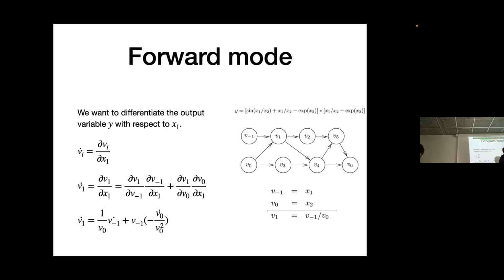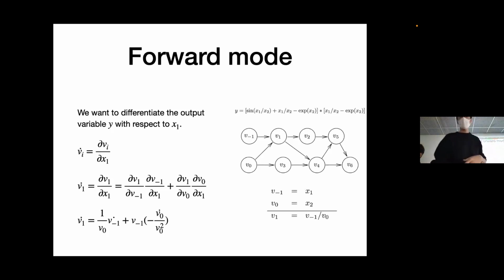And then, for instance, v1 is v minus 1 over v0. And when you compute the derivative with respect to v minus 1, of course, you get 1 over v0. Okay, there is no trick here, it's very simple. And you do the same here. Basically, you split the way you compute the derivative. It's called forward mode because we compute the derivative for each of the v, so v1, v2, v3, 4, 5, 6. So at the end, we will have v dot 6, which is the derivative of v6, which is y, the output, with respect to one of your inputs.